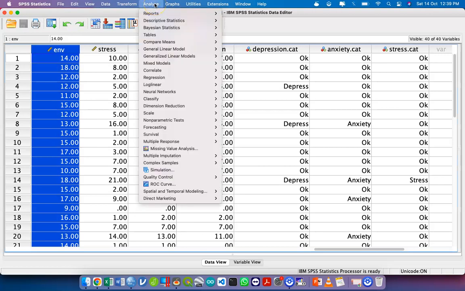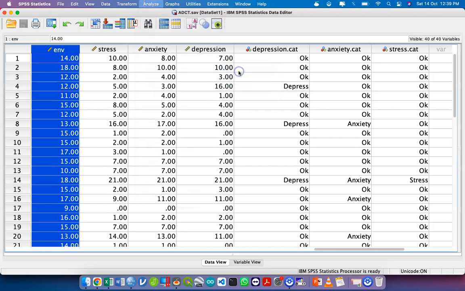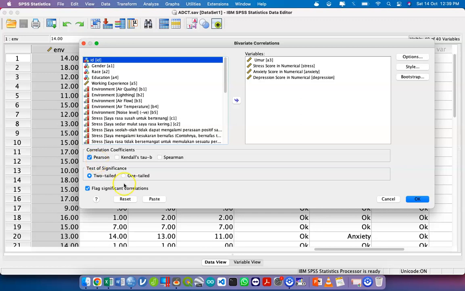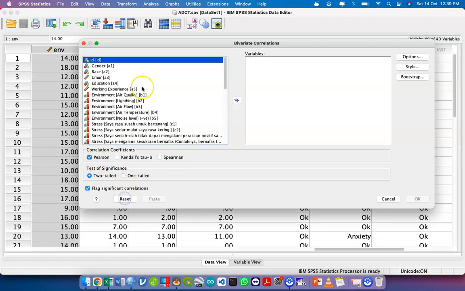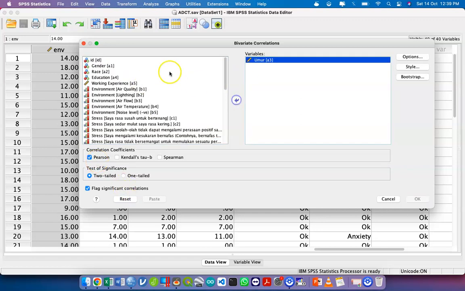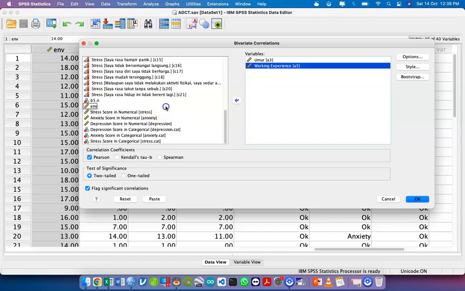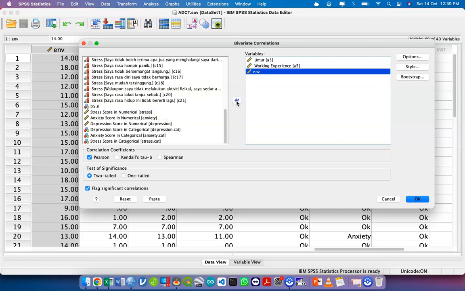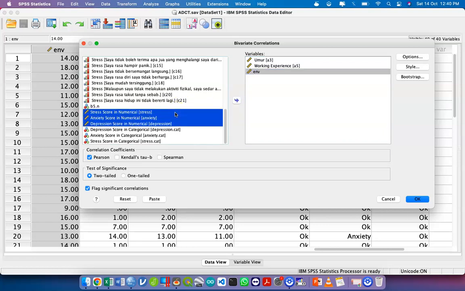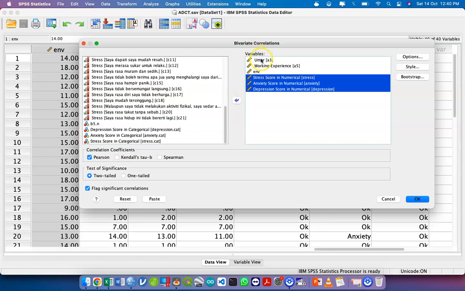Okay, next you go to analyze, correlate, bivariate. I'm going to use SPSS over here. I'm going to reset everything. I'm going to insert the UMO, the working environment, and the environment itself. And last but not least, I'm going to insert directly the 3 important DVs that you have in your questionnaire. I'm going to just insert everything.